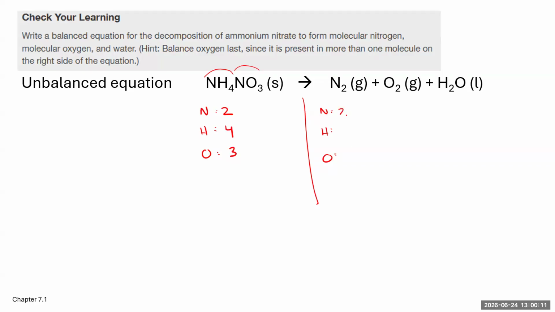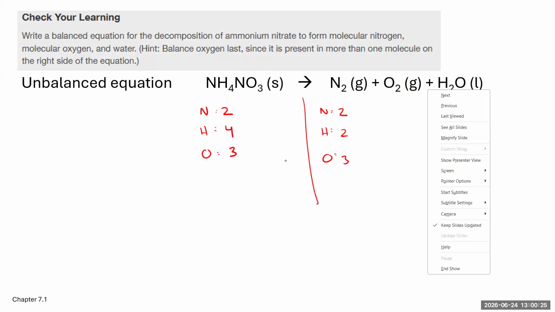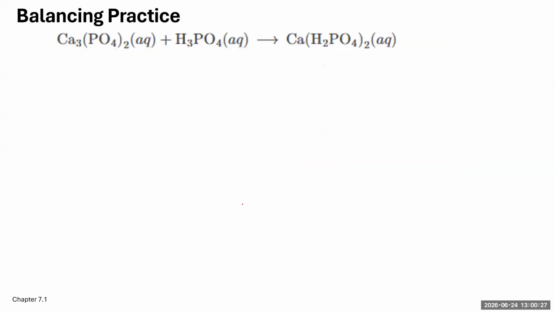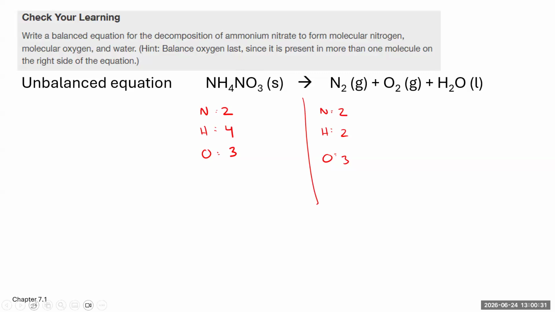Here we have 2 nitrogens. We have 1, 2, 3 oxygens. And we only have 2 hydrogens. Again, I'm going to erase that to clean it up a bit. All right. Let's take a look here. All right. So find something with the most atoms. Well, to me, this one has the most atoms. And let's start with nitrogen. Done.